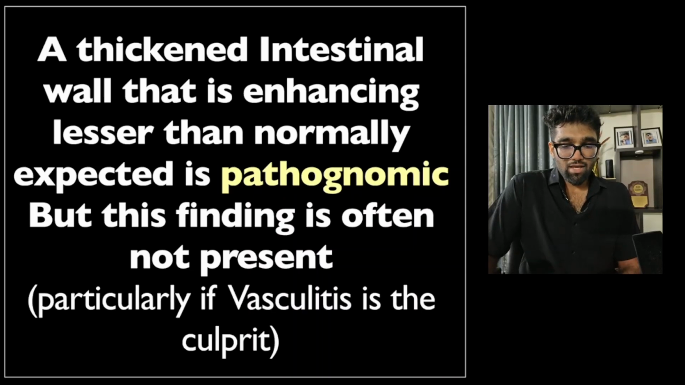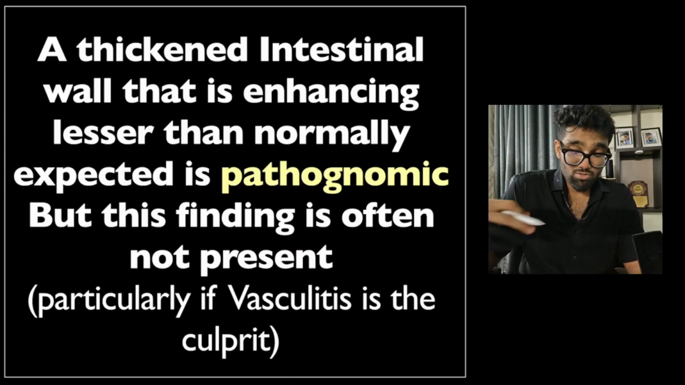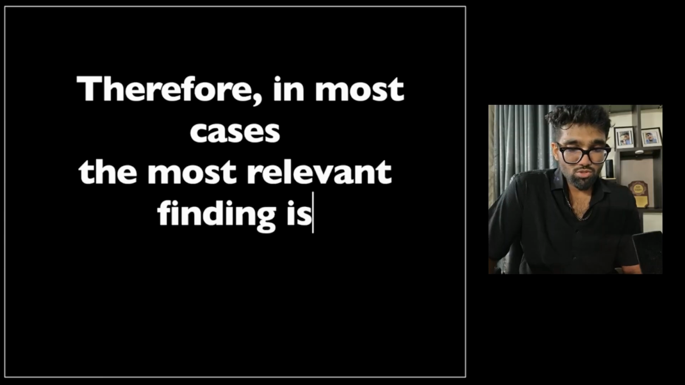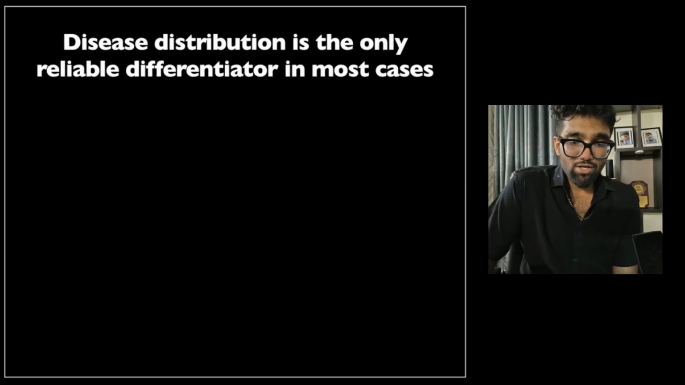Okay. And this is particularly the case if the ischemia is caused by vasculitis, which is what I deal with most of all. So therefore, in most such cases that get referred to internal medicine, the most relevant finding ends up being the length and distribution of the thickened wall. What part of the bowel wall is thickened, and what is the length of it that is thickened. So what I do is I essentially use this disease distribution to differentiate between them in most cases.